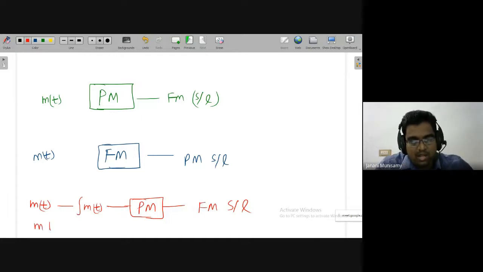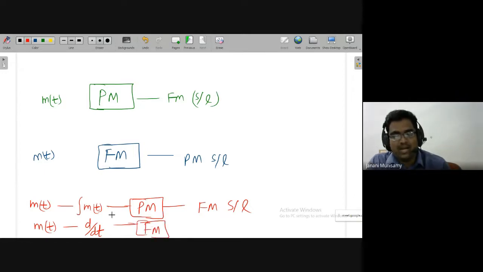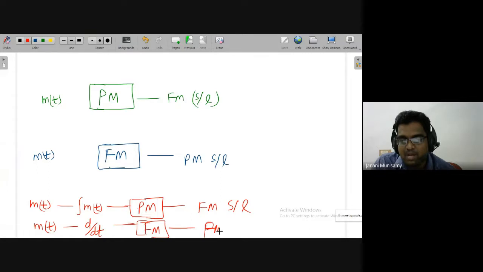And then similarly, if I am having m of t, I will apply a differentiation operation, then pass it through the FM modulator. That FM will have its own integration. That integration and differentiation will cancel each other. Finally I will get a PM signal. So this kind of question may also be asked sometimes in the exam.